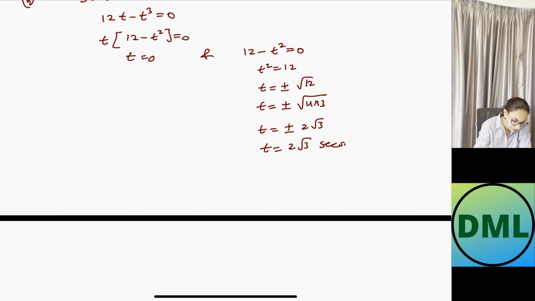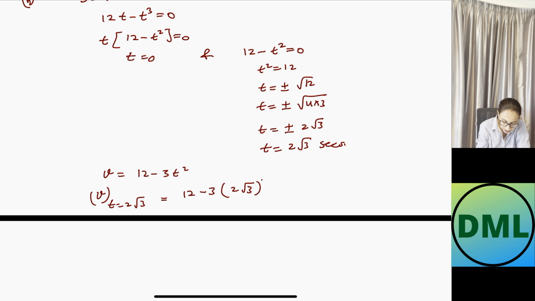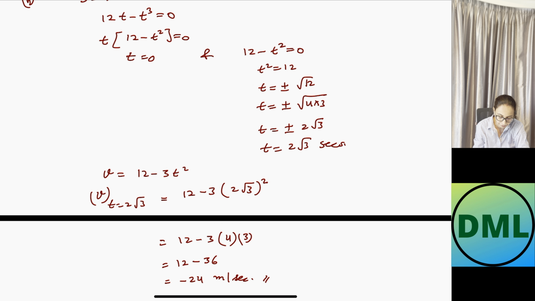What was my velocity before? My velocity is given as 12 minus 3t square. I need to find the velocity at t equal to 2 root 3, which is 12 minus 3 times (2 root 3) the whole square, which is 12 minus 3 times, 2 square is 4, root 3 the whole square is 3. So 12 minus, 3 times 4 is 12, 12 times 3 is 36. If you subtract it, your answer will be negative 24 meter per second. That will be your velocity.